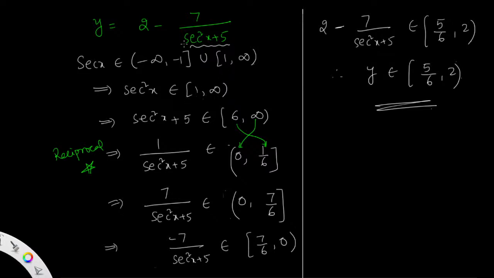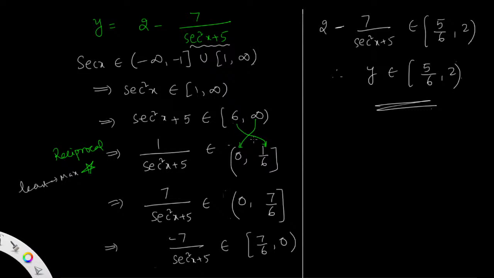But we need to write secant square plus 5. So add 5 to both sides: 1 plus 5 is 6, and infinity plus 5 is just infinity. Then go step by step to the reciprocal. 1 by the reciprocal changes the least value to the maximum value, and the maximum to the minimum. So 1 by infinity is 0, and the minimum value is written as 1 by 6.